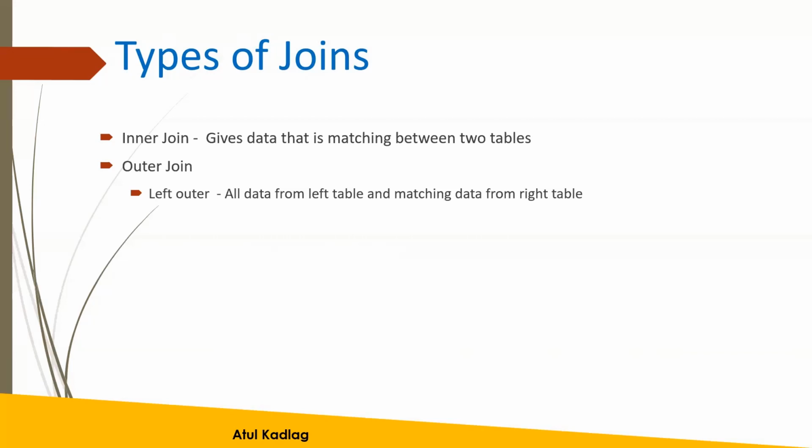Outer join has two types: left outer join and right outer join. When we specify left outer join, all data from the left table and matching data from the right table will be retrieved. When we specify right outer join, all data from the right table and matching data from the left table will be retrieved.